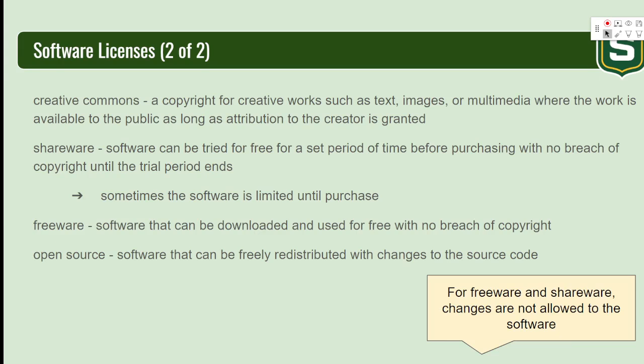Now, if you don't want to have to worry about purchasing software and you want to use things that are more free or out there for public use, there's Creative Commons. Creative Commons is a copyright for creative works where the work is available to the public as long as you credit the creator. You just have to say who created it, that attribution has to be given, but you're allowed to use it. Those are really nice for education. If you can find things in Creative Commons, those are very beneficial to you because you are allowed to use those. Now, as for software, we have shareware and freeware.